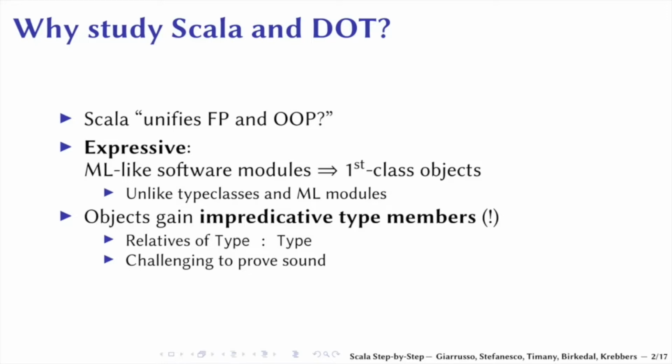Instead, Scala extends regular objects with abstract type members, allowing objects to serve as first-class modules. Hence, you can instantiate modules at runtime and abstract code across modules using regular Scala abstraction mechanisms, such as plain functions or even mixin inheritance. While abstract types appear in other sound type systems, Scala's abstract type members are a significant challenge to our type soundness proof, because they bring impredicative type members, which are relatives of type colon type, and are challenging to prove sound. In a few slides, we will see a very small example.